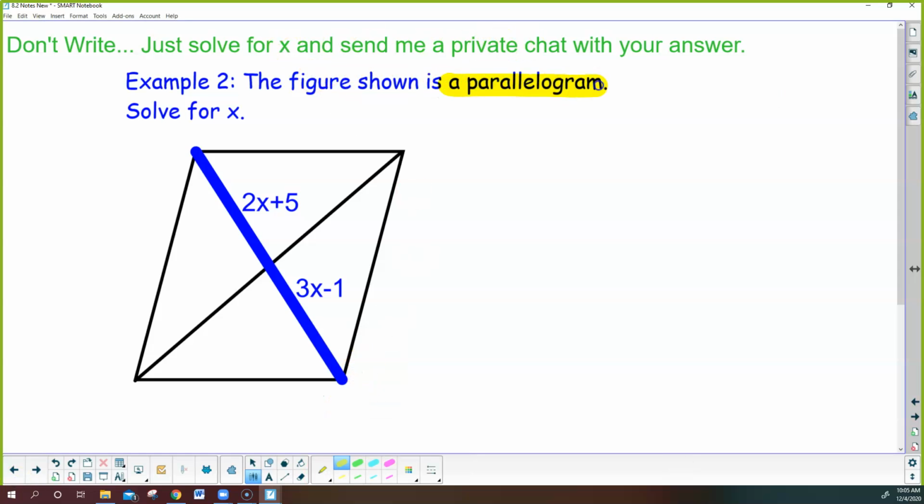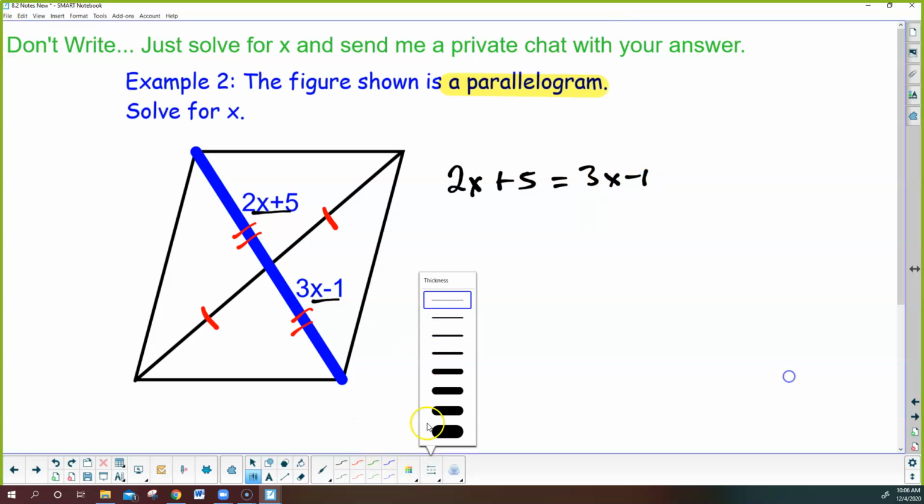How do we think about this? Well, first thing is it is a parallelogram, and it shows the diagonals. So I can conclude, because it's a parallelogram, that the diagonals will bisect each other. So I know I only have one pair of diagonals, which is the blue one. Well, if the diagonals bisect, then that means the expression of 2x plus 5 has to be the exact same length as 3x minus 1. So there's the algebra problem.